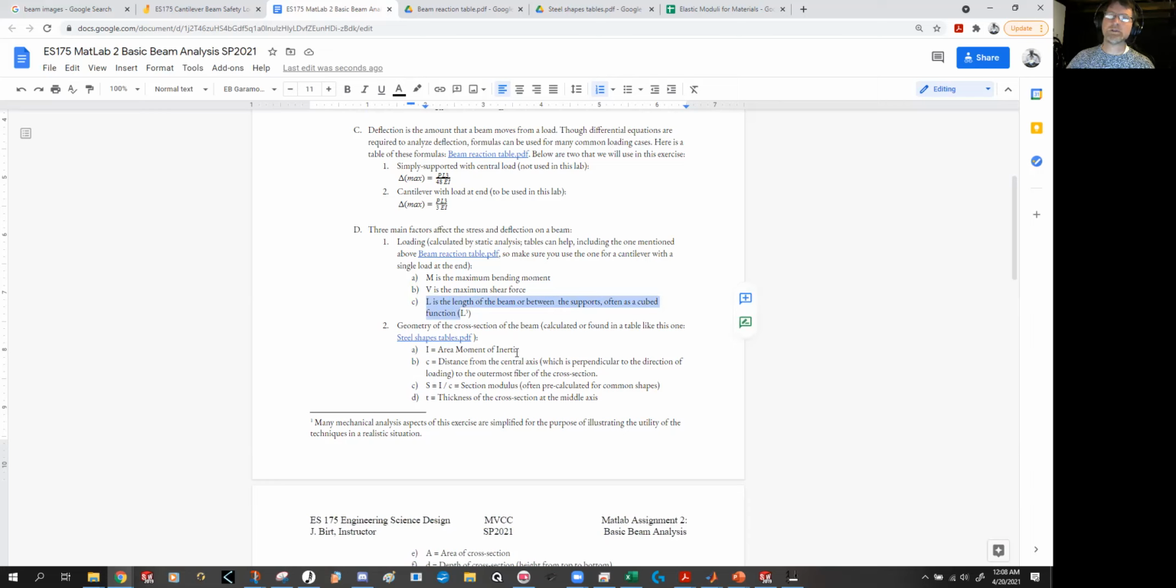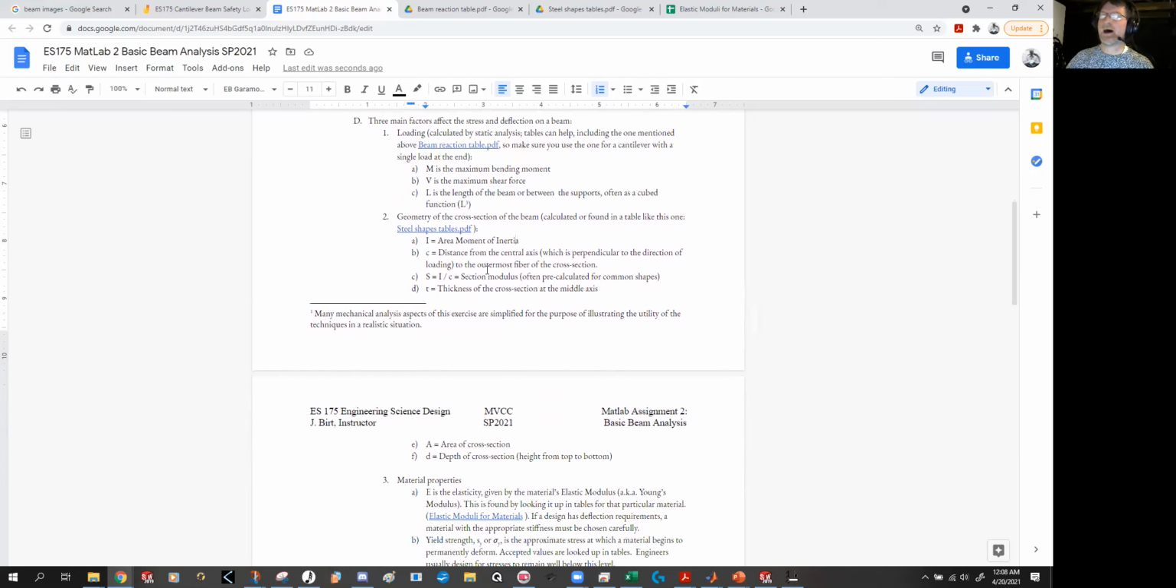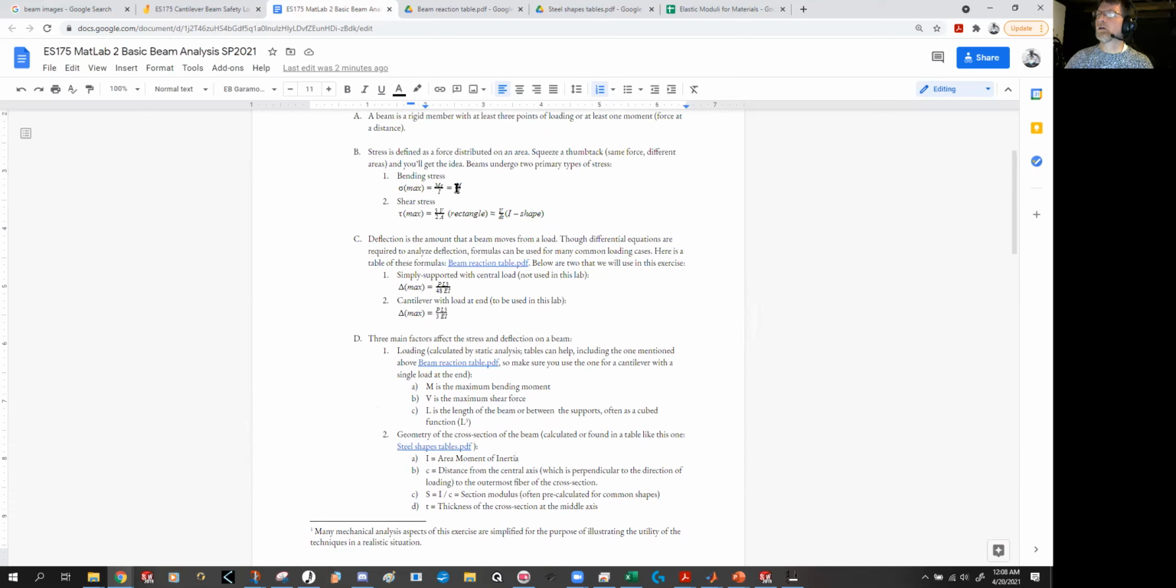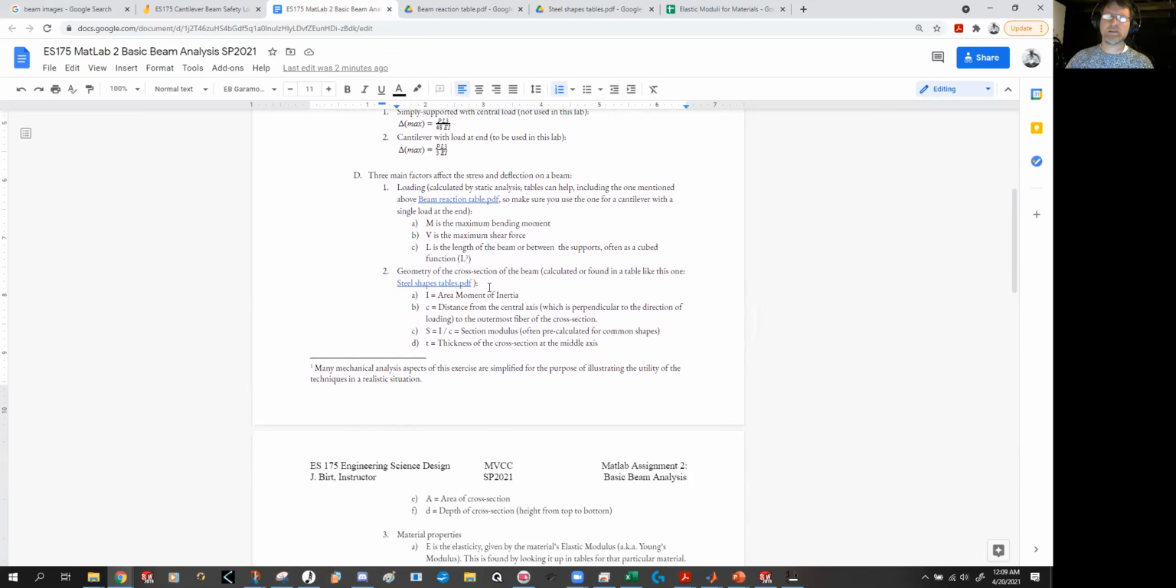Next, the geometry of the cross section. Okay, and I is the area moment of inertia. C is this distance from the center to the outermost fiber. So often, if it's a symmetric thing, it's half the height, most of the time if it's symmetric. S, as I said above, was over here. S is simply I over C. So it makes it simpler if you're looking up stuff, so you don't have to do that one calculation.